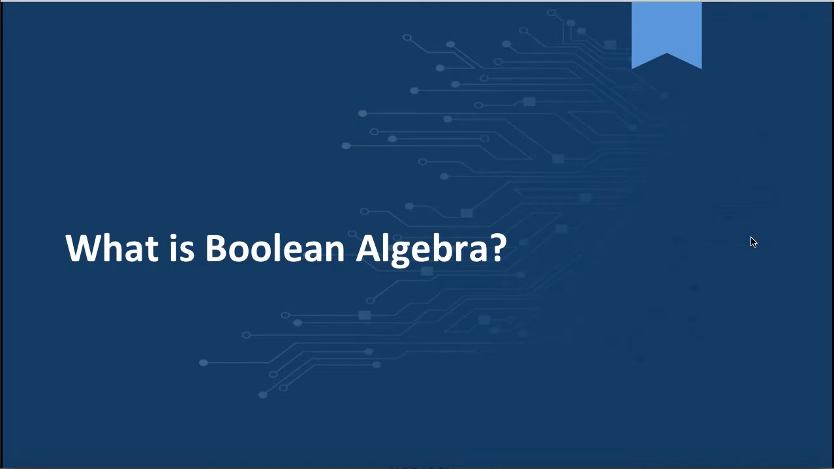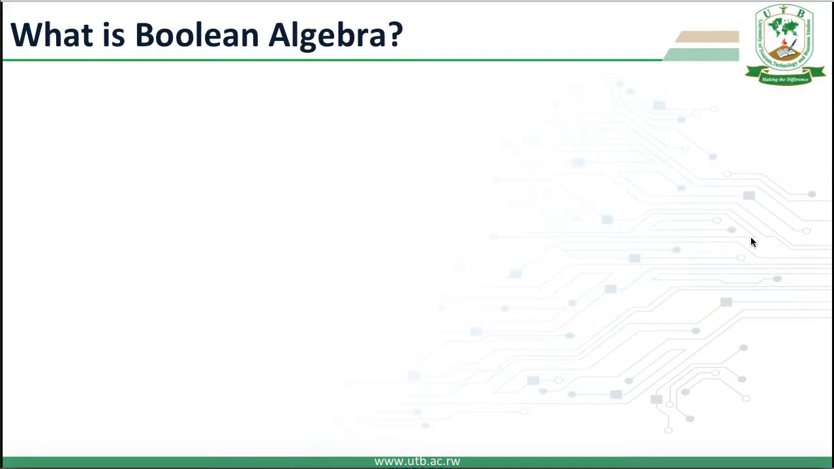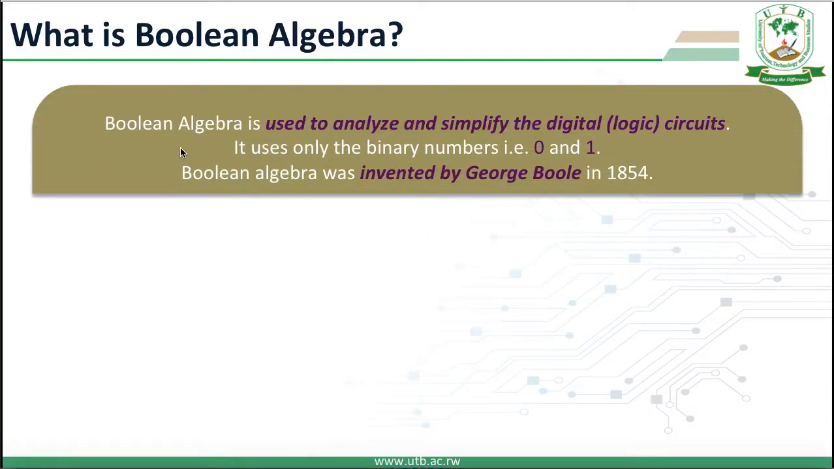Let us see what Boolean algebra is. Basically, Boolean algebra is used to analyze and simplify digital circuits, the digital circuit designs that you have designed. It uses only the binary numbers 0 and 1, because a digital circuit is 0 or 1. This Boolean algebra was invented by George Boole in 1854.